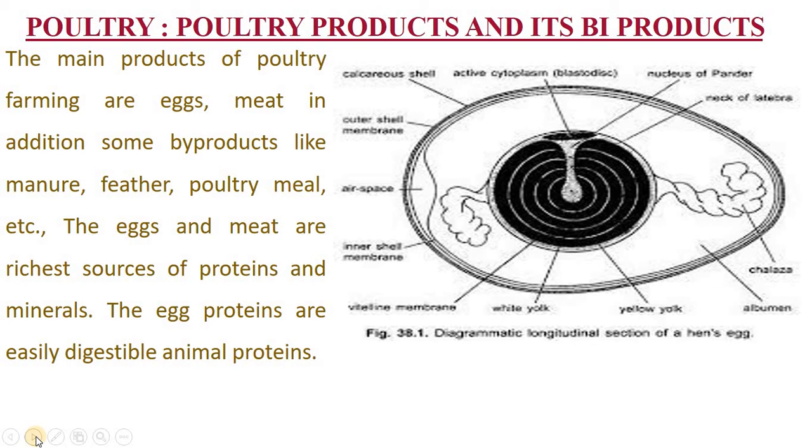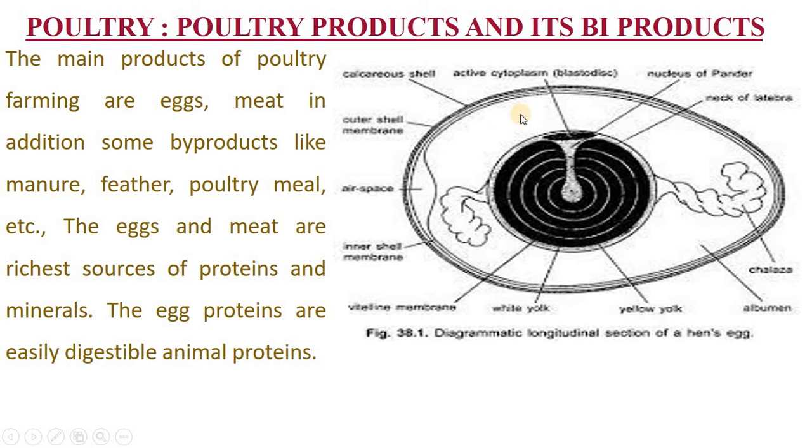The egg proteins are easily digestible proteins. When you consider the egg, you see the presence of the albumin and the presence of the yolk. In fact, 64% of the egg's total mass is the albumin and 36% is the yolk. So 64 plus 36 forms 100% of the total weight of the egg.